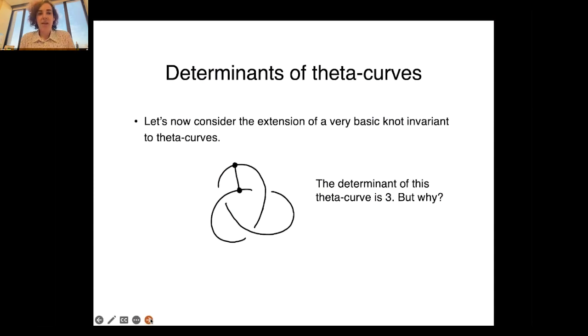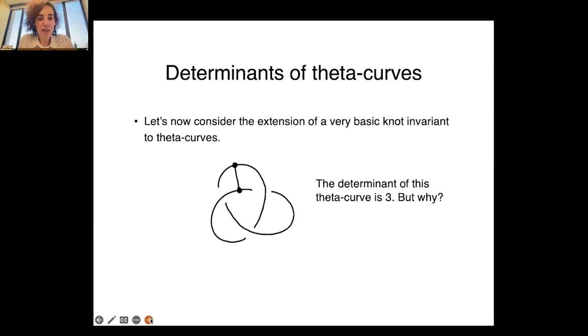Okay, back to spatial graphs though. So we want to do the same thing. We want to ask, what is the behavior of spatial graph invariants under unknotting operations? But before even getting to that, sometimes we have to concern ourselves with extending the definition of the invariant to the spatial graph in the first place before we can investigate that invariant's behavior under unknotting operations. So the next thing I want to tell you about is a recent project with 2 students where we extended the definition of the determinant to theta curves.